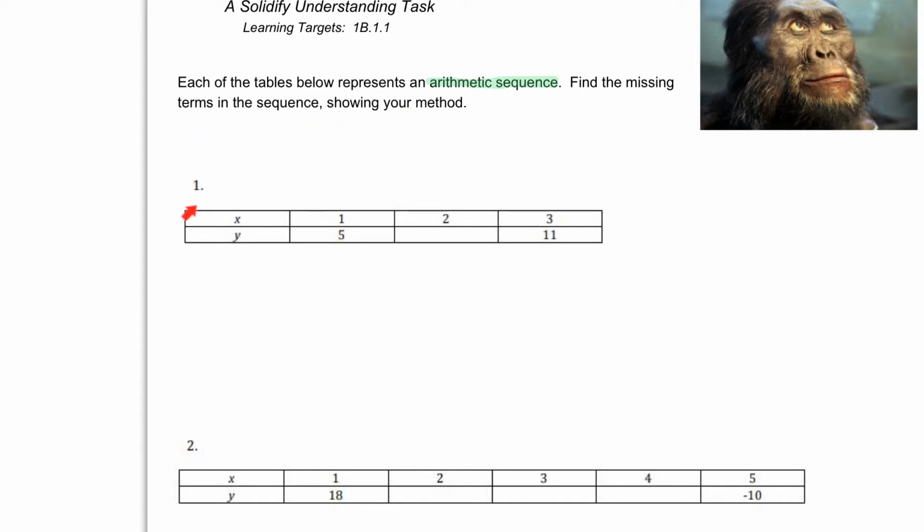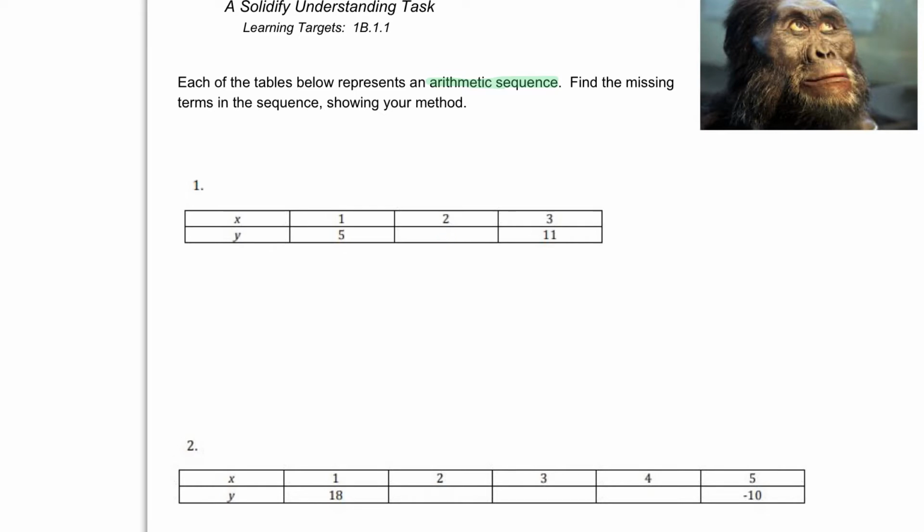So for instance, in question number 1, we're given our x value and our y value. So if x is 1, we get 5 to come out. If x is 2, we're unsure what that answer is. And if x is 3, we get 11 to come out. So I'm going to ask you at this point right now to pause the video and try to do this table on your own to see what method you come up with to find this missing middle term. And then I will go over some different strategies for you.